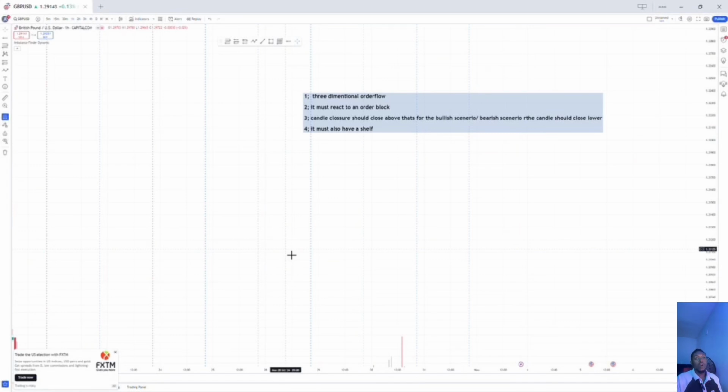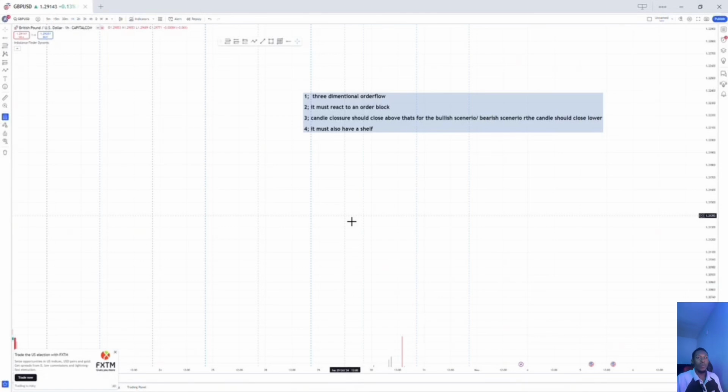If it is for the bullish candle, you want to see the three of them to be bullish. You understand? It must react to an order block. You want to see a fair value gap either moving from an order block or moving to an order block. So you want to see a fair value gap close to an order block. Those types of fair value gap are more likely to work out.